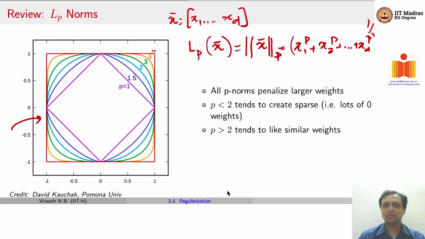This is important because this helps us understand certain aspects of regularization that we'll visit soon. A couple of points to keep in mind here is that when p is less than 2, it tends to create sparse weights, and when p is greater than or equal to 2 for that matter, it tends to create similar weights. We'll see why this is the case in some time from now.